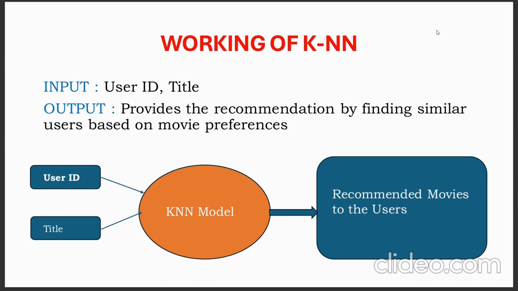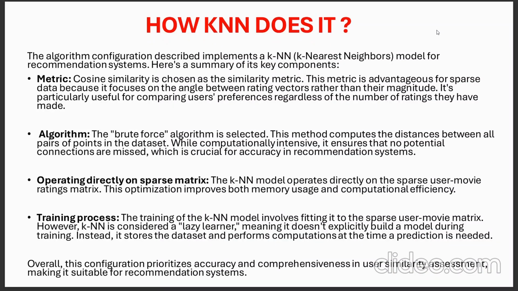How does KNN do it? It uses key components like the metric of cosine similarity between vectors, and the algorithm is basically brute-force computation of distance between pairs of points in the large vector space, operating on sparse matrices. The training process for KNN is not that efficient, and we perform computation at the time of prediction itself. It's a lazy learner, as it can be said, and it prioritizes accuracy and comprehensiveness of user similarity.